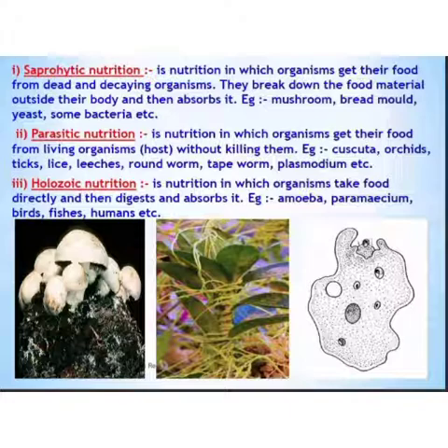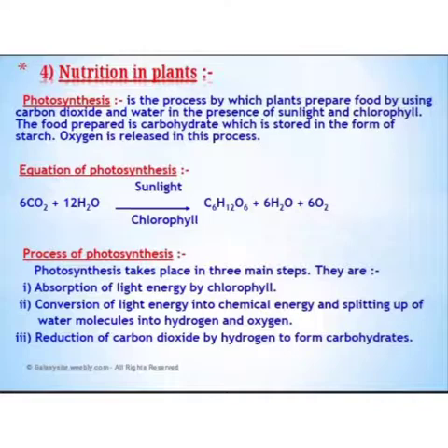Now let us learn about nutrition in plants. Photosynthesis. Photosynthesis is the process by which autotrophs take in carbon dioxide and water from the outside and convert them into carbohydrates in the presence of sunlight and chlorophyll. Its chemical equation is 6CO2 plus 12H2O, in the presence of sunlight and chlorophyll, give rise to C6H12O6 plus 6H2O plus 6O2.